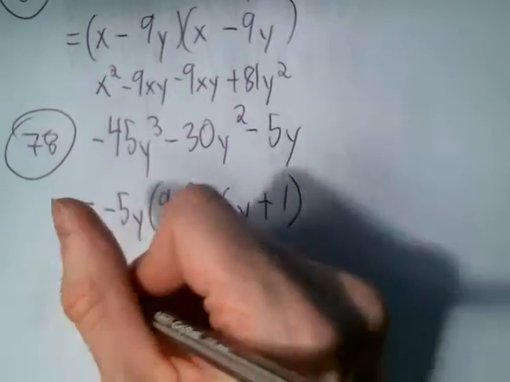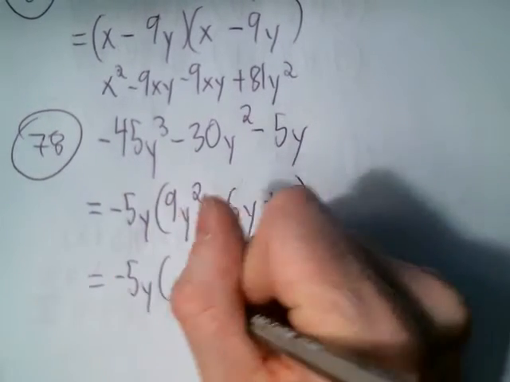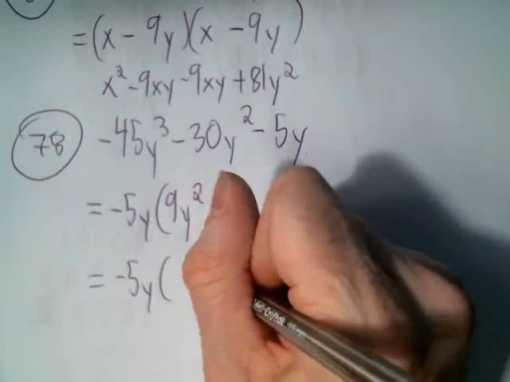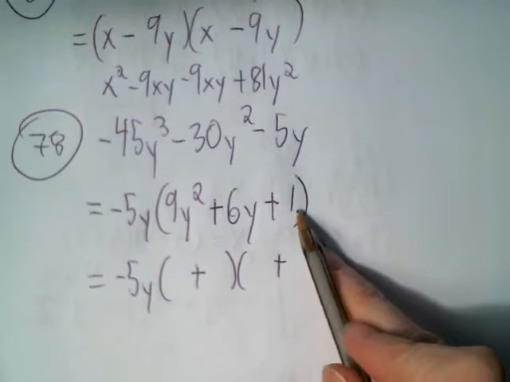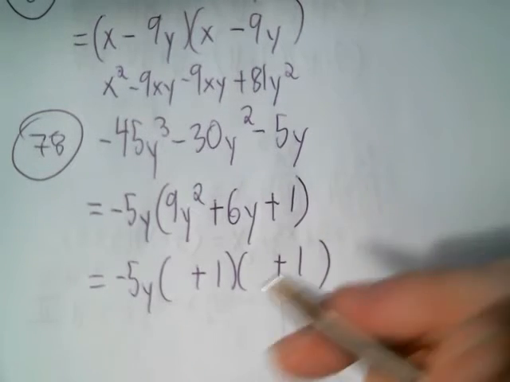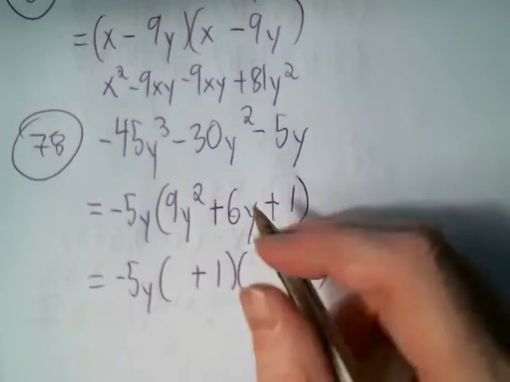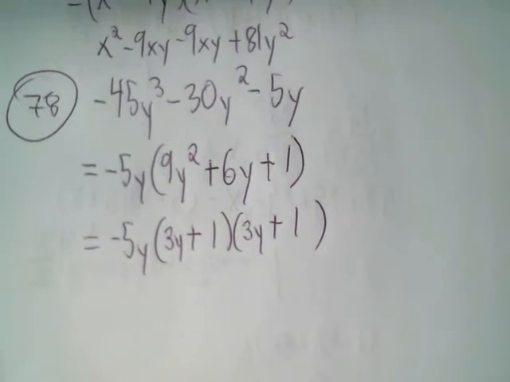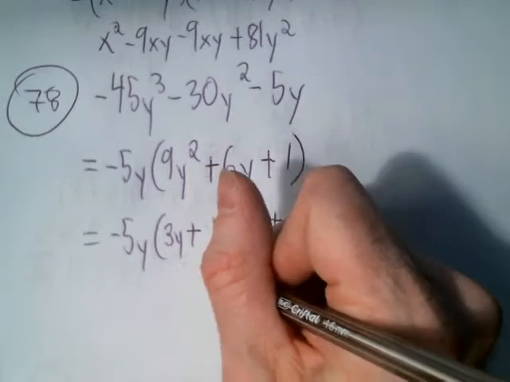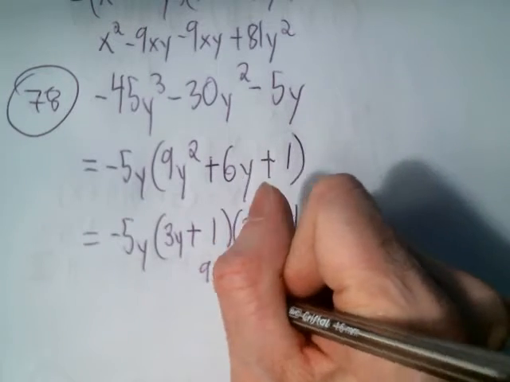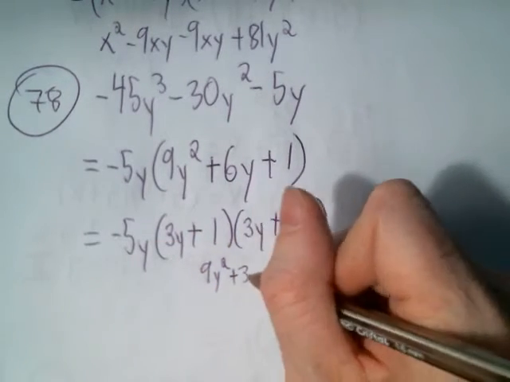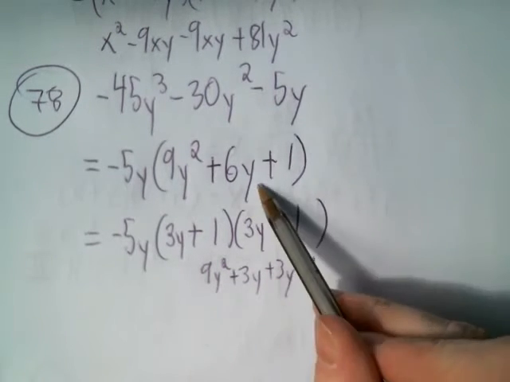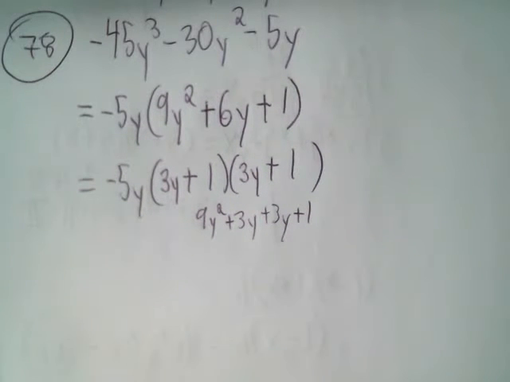We can go further, so I want to factor this. The signs are plus and plus, so these signs must be plus plus. 1 times 1 is 1, and we're hoping it's a perfect square trinomial, so 3y times 3y is 9y squared. And then FOIL it out, see if it actually works. So 3y times 3y is 9y squared. The outer plus 3y, the inner plus 3y, and then the last. And sure enough, we get back to what we wanted. Okay, so I think it works.